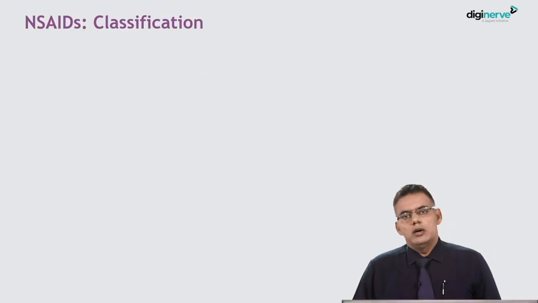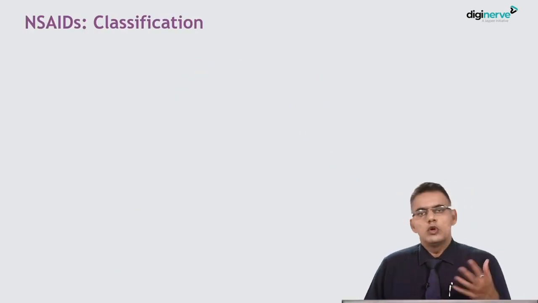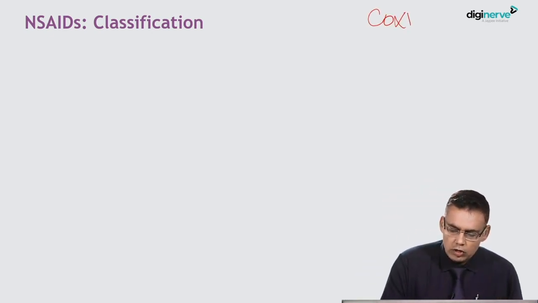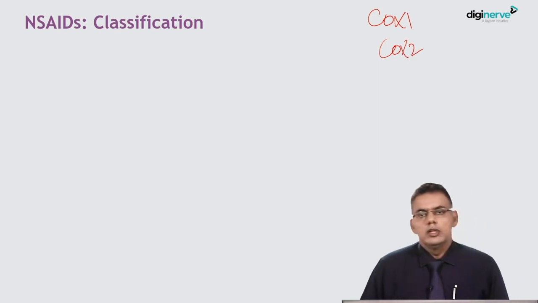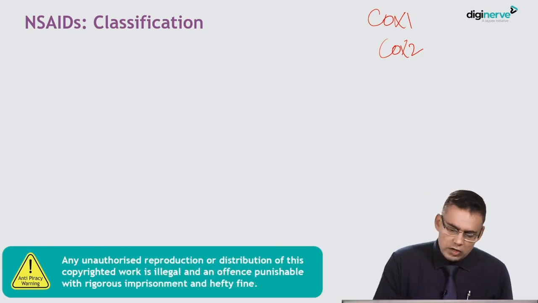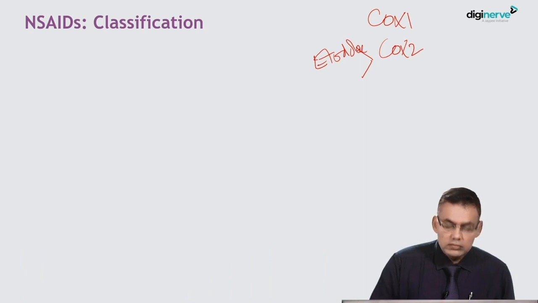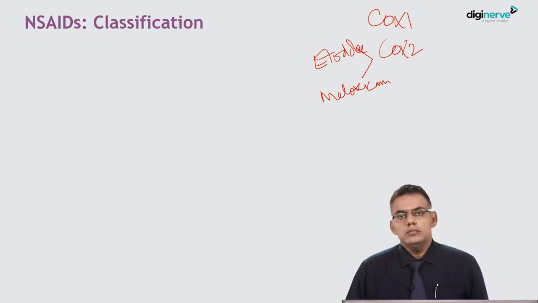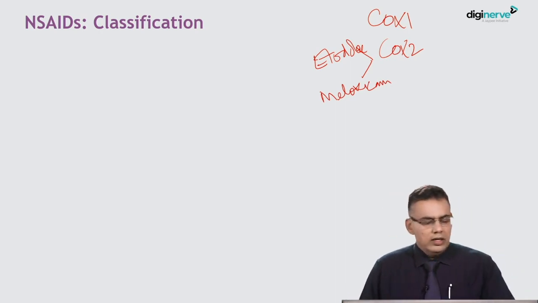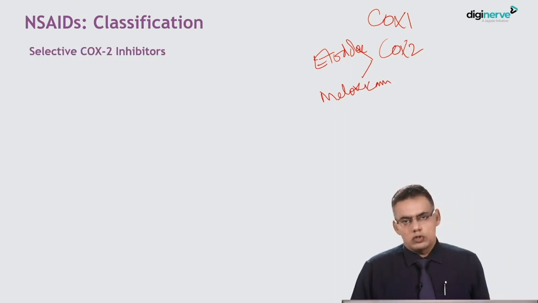So what we have seen now is that we have talked about group of drugs which are non-selective, that is, which are blocking both COX-1 and COX-2. We have two agents which are preferential COX-2, which includes etodolac and meloxicam. Now we talk about another group of drugs which are non-steroidal anti-inflammatory, which are selective COX-2 inhibitors.